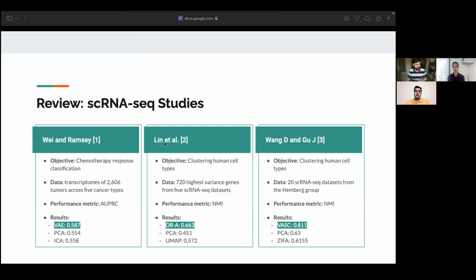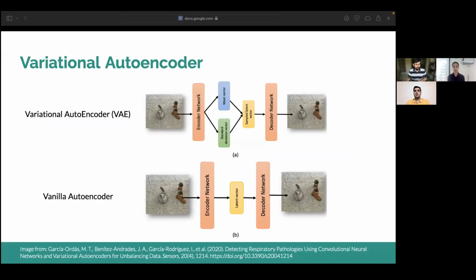Several bioinformatics studies have applied single-cell RNA sequencing data as input to variational autoencoders, and they successfully demonstrated that variational autoencoders have superior performance compared to algorithms like PCA, ICA, UMAP, and others. They also showed that variational autoencoders generate features that retain biological patterns and lead to more accurate classifiers. And what is the variational autoencoder?